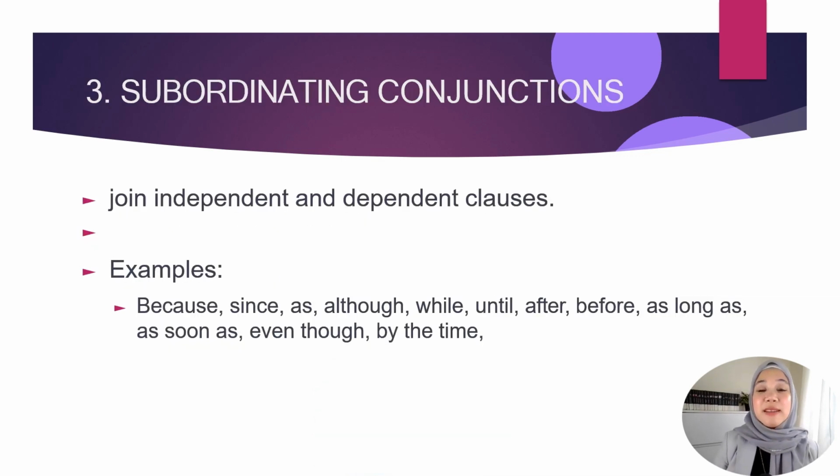Now, let's look at the third one, which is the subordinating conjunction. So we use subordinating conjunction when we want to join independent and also dependent clauses. Clause yang boleh berdiri dengan sendiri dan clause yang tidak boleh berdiri dengan sendiri. For example, because, since, as, although, while, until, after, before, as long as, as soon as, even though, and by the time. These are all examples of subordinating conjunction.